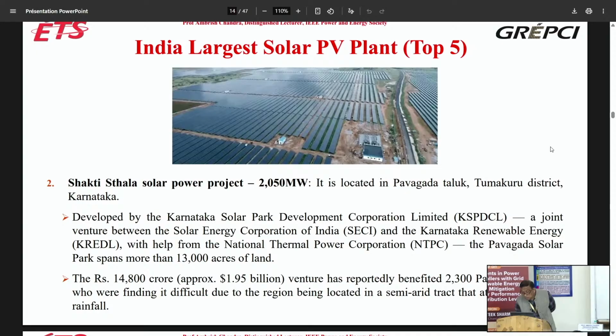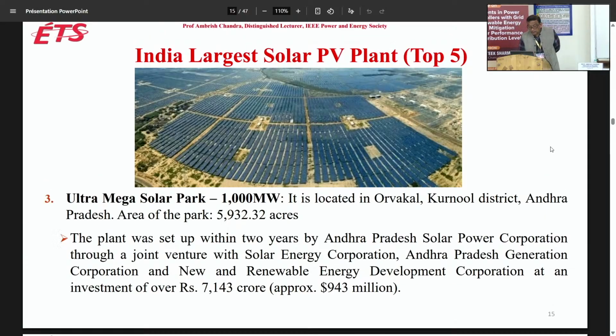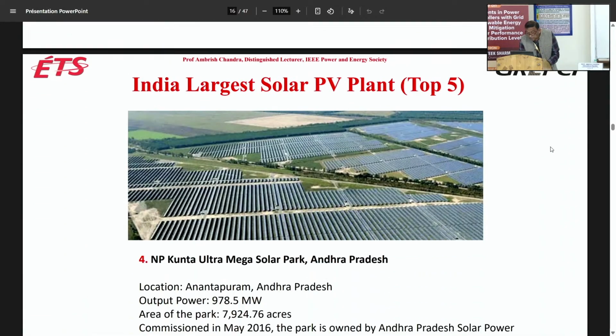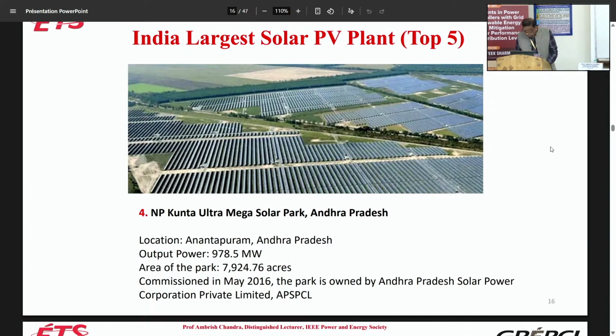And then the third one is Ultra Mega Solar Park, 1,000 megawatt, located in Andhra Pradesh. Area around 6,000 acres. This is NP Kunta Ultra Mega Park. Because we are short of time, I will just forward this. Still renewable power. There are many applications around the world.